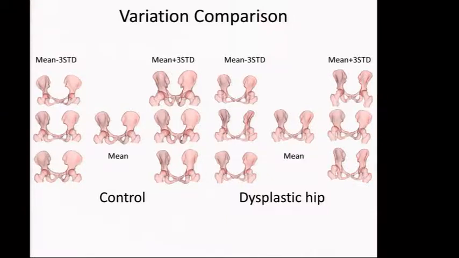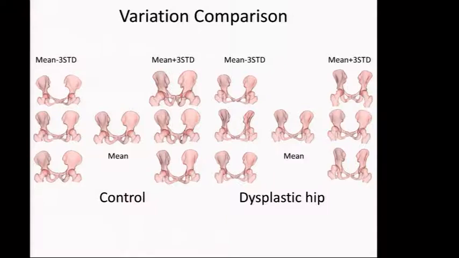So that's the mean model, and this is minus 3 times standard deviation on the first mode, plus 3 times standard deviation on the first mode, and then the second mode and third mode. Again, the same arrangement here with the dysplastic hip. You could say that no matter how it changes, more or less this is all in the normal range for the femoral head coverage, while this one apparently shows insufficient coverage.